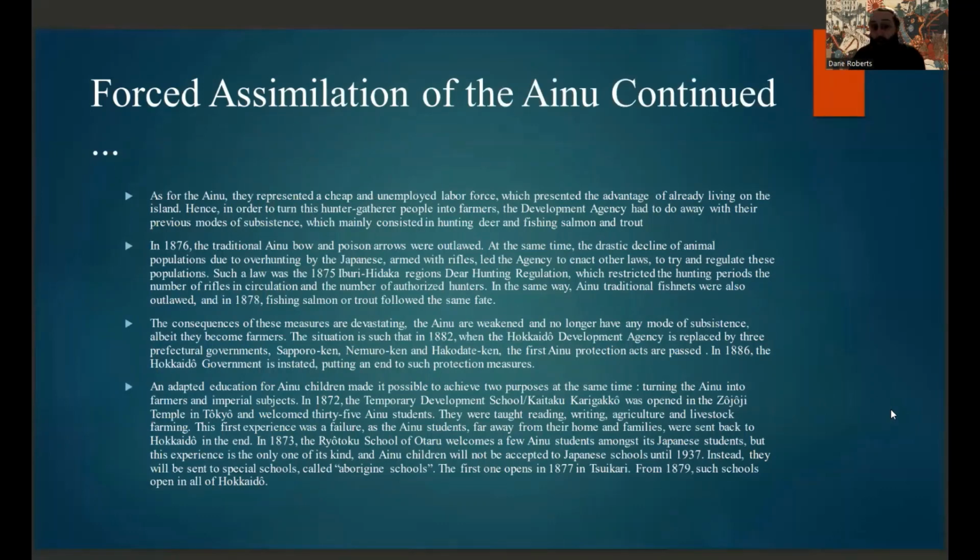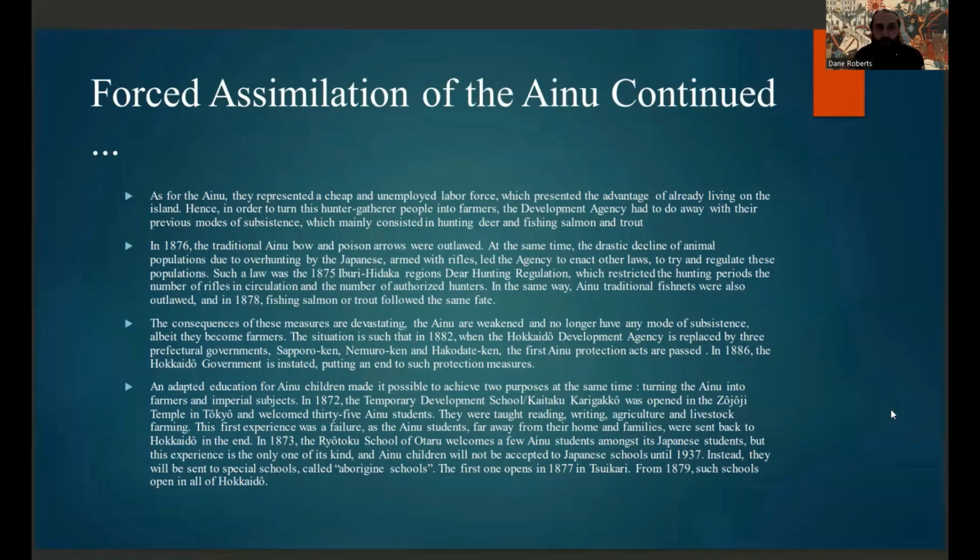As for the Ainu, they represented a cheap, unemployed labor force already living on the island, which could be taken advantage of. Hence, in turn, this hunter-gatherer people was turned into farmers. The development agency had to do away with the previous models of subsistence, which consisted mainly of hunting deer and fish, such as salmon and trout. In traditional Ainu hunting, they used poison arrows, and so those were outlawed.